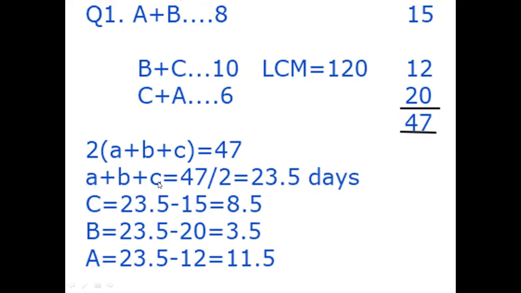And from A plus B plus C, if you subtract A and B, what is left? C is left. So you can say C can do work in 23.5 minus 15, that is 8.5 days. In the same way, A plus B plus C minus B plus C, A is left. So A can do work in 11.5 days. In the same way, you can find B.